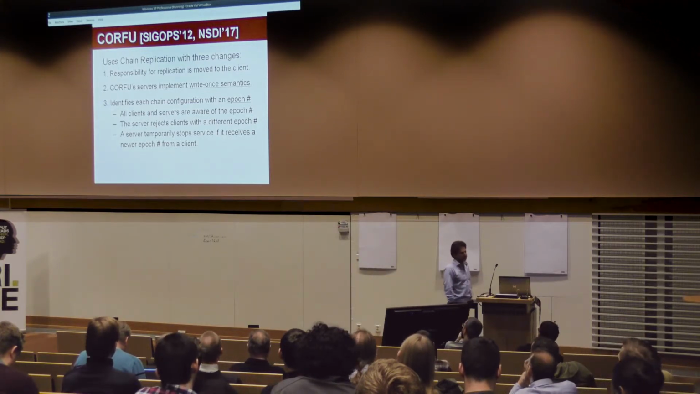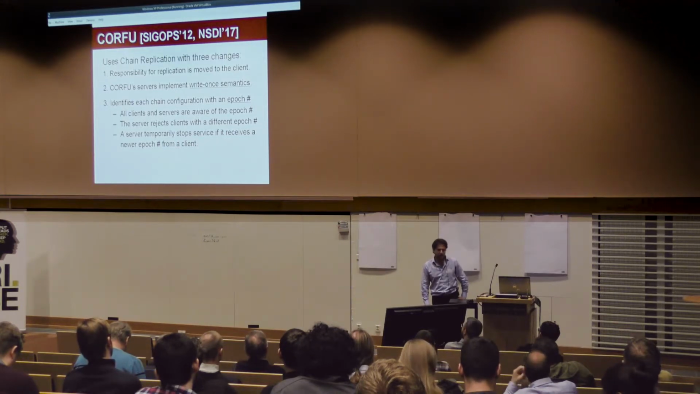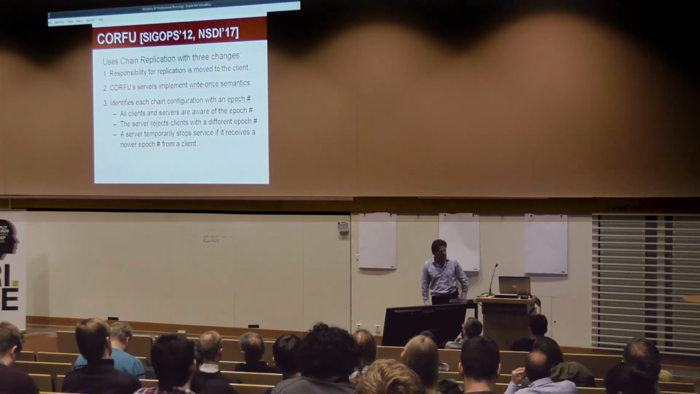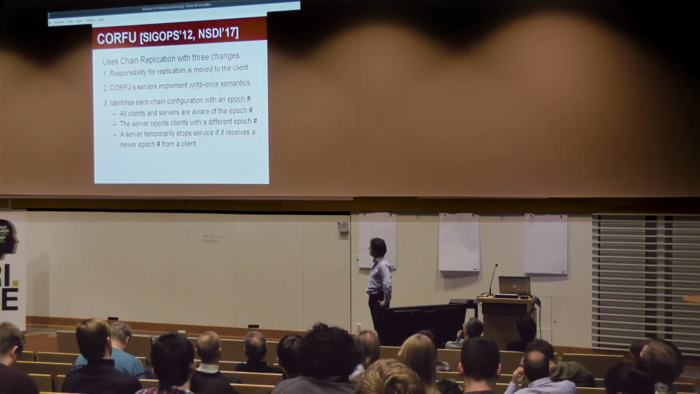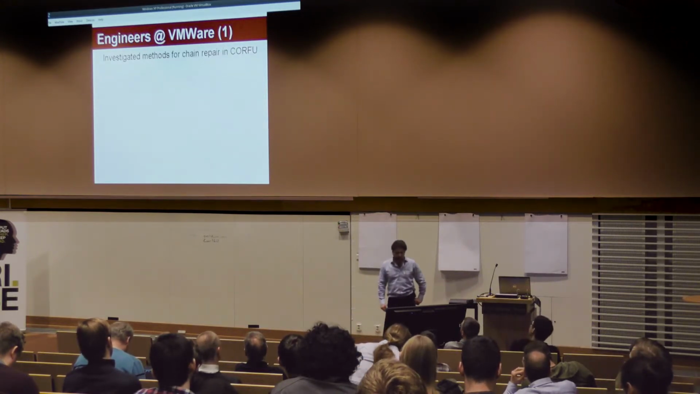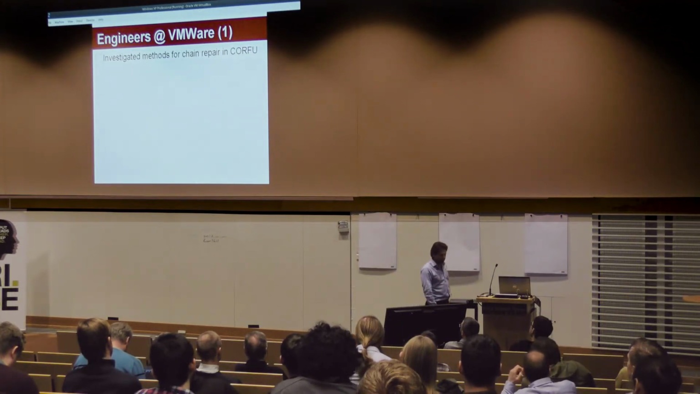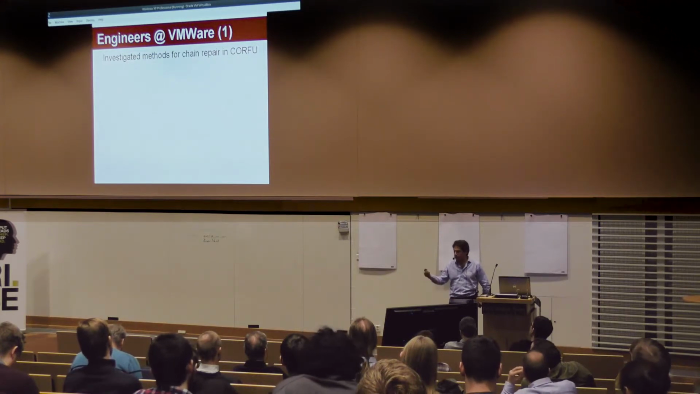Obviously, otherwise I wouldn't call it differently. So there are some changes, and actually you don't really need to understand the changes, but you need to understand that there is a write-once semantic, so it looks like they are immutable. It's immutable writes here, and the system is a bit more complicated because it also associates stuff with epoch numbers and stuff like that. Now, this paper, or actually this collaboration, started by some engineers at VMware trying to investigate, to design methods for chain repair in this CORFU system.